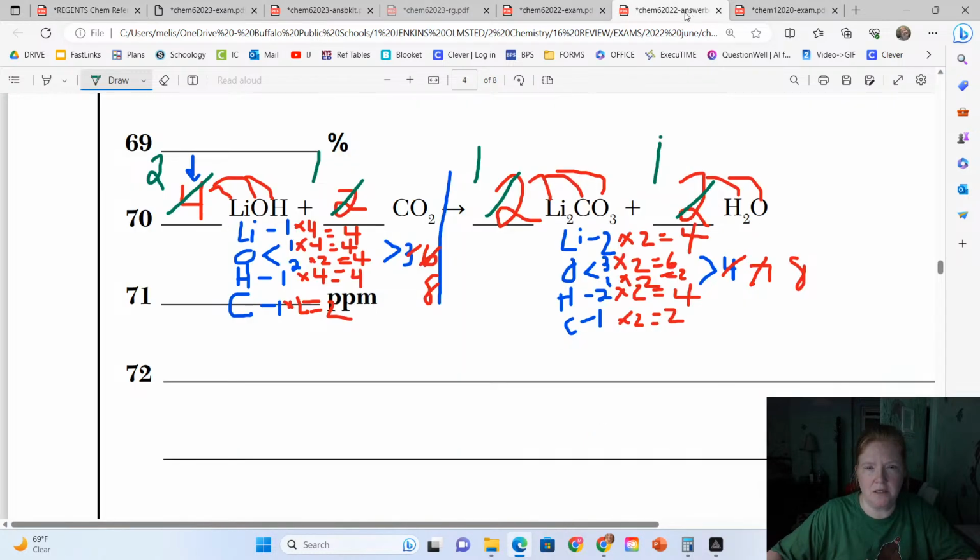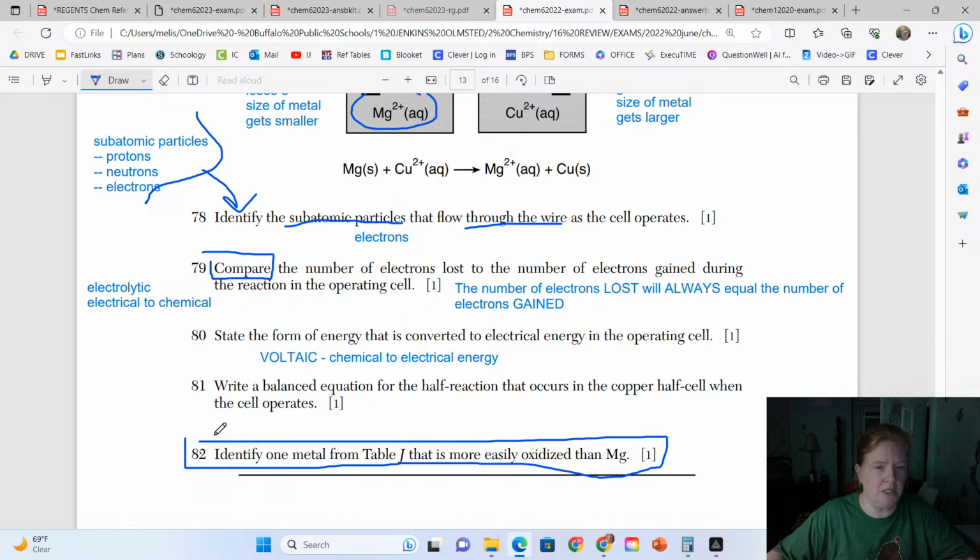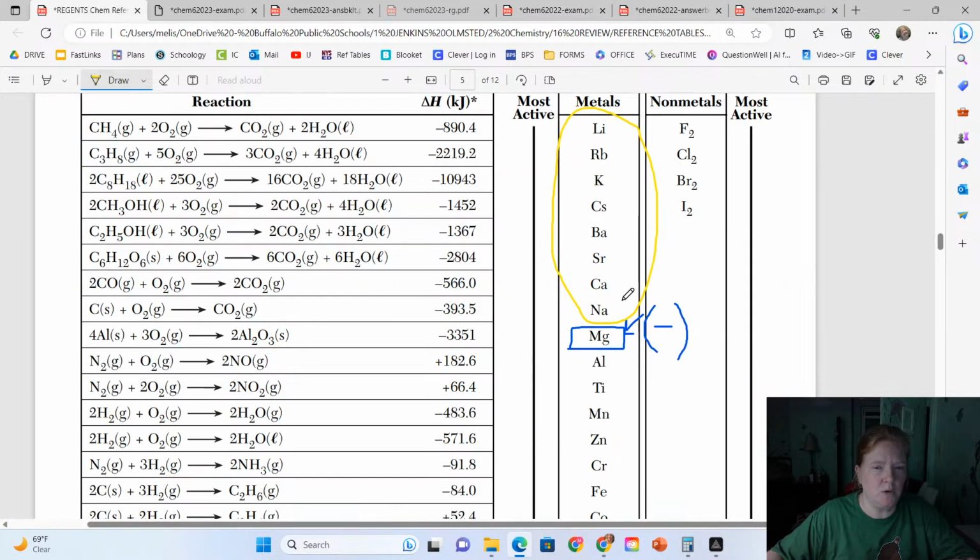I'm looking at, which question am I looking at? Number 82, from June 2022. Identify one metal from table J that is more easily oxidized than magnesium. So here's magnesium. Anything above it is more easily oxidized. So you could have put any one of those. Remember what we learned from the last one. You can write the symbol or you can write the name of the element, but you cannot write a plus sign when we're using table J.